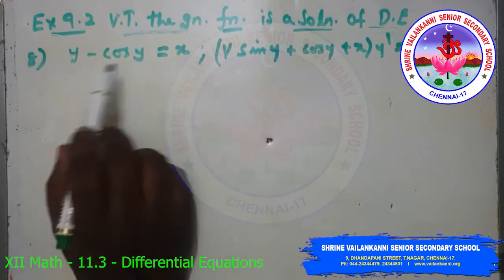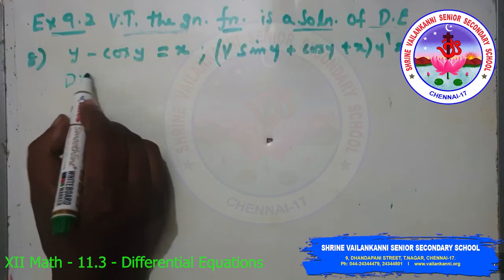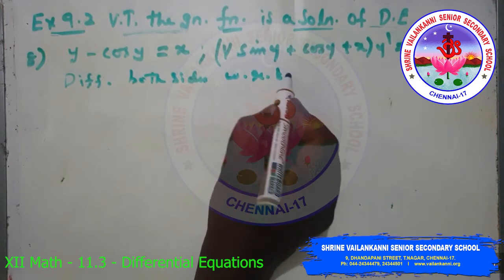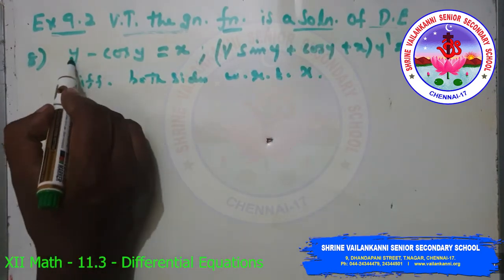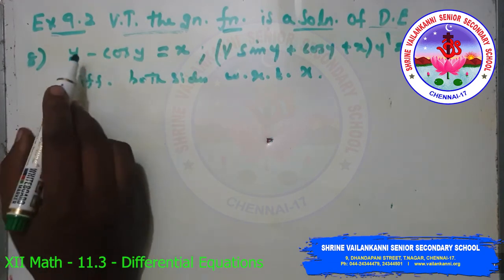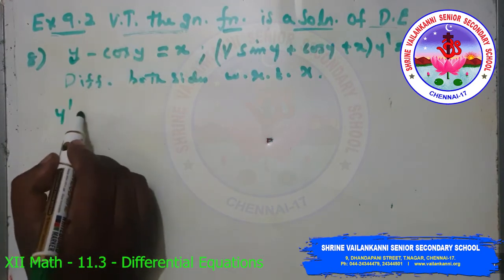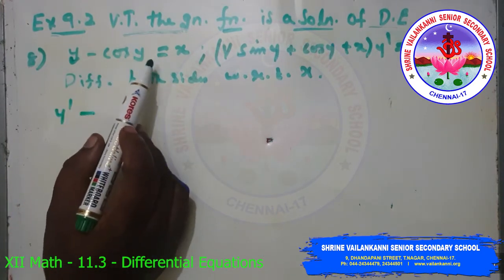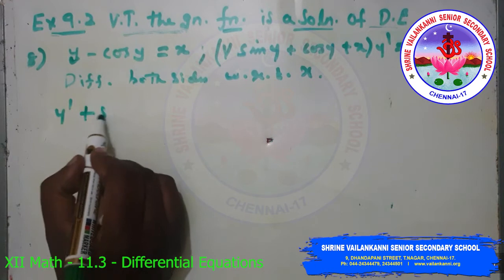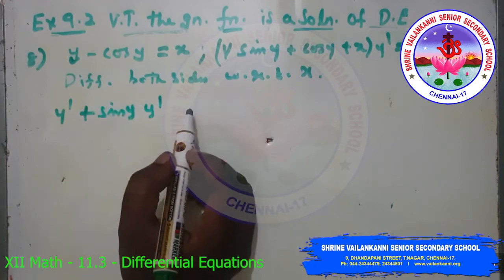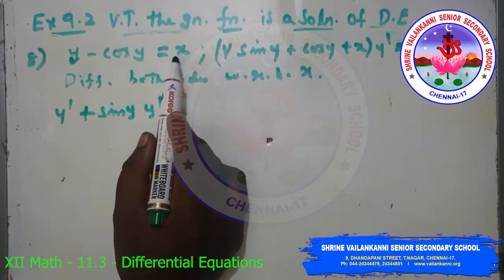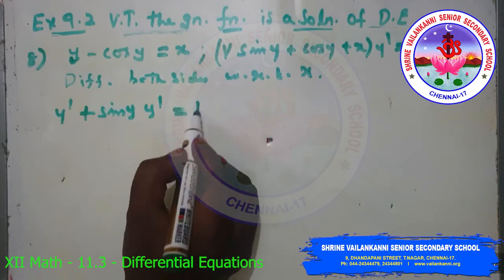So we have to differentiate both sides with respect to x. We get dy by dx, otherwise we can say y dash. Differentiating this, we get y dash minus the derivative of cos y. d by dx of cos y is minus sin y, so minus of minus gives plus sin y into y dash, which is equal to the derivative of x, and d by dx of x is 1.